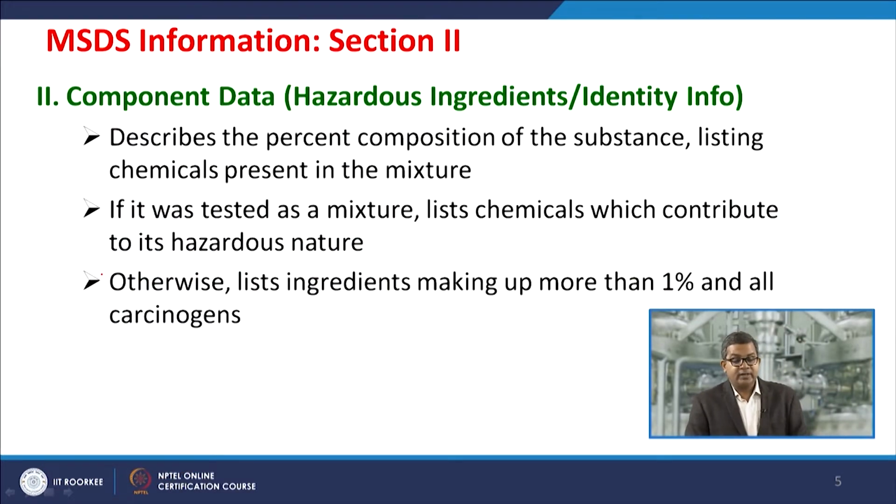The second section usually deals with the component data, that is, what kind of hazardous ingredients are present in it. This describes the percentage composition of the substance, listing chemicals present in the mixture. If it was tested as a mixture, it lists chemicals which contribute to its hazardous nature. Otherwise, it lists ingredients making up more than 1% and all carcinogens.